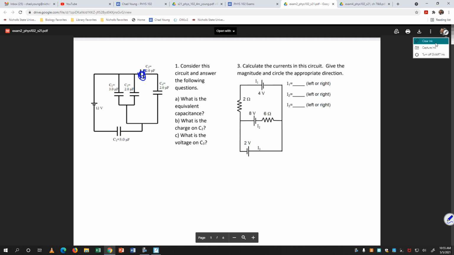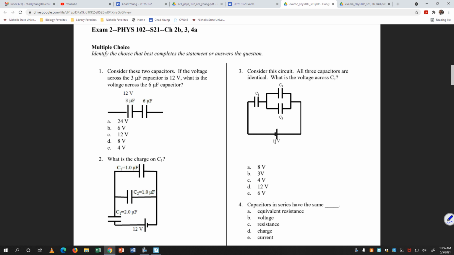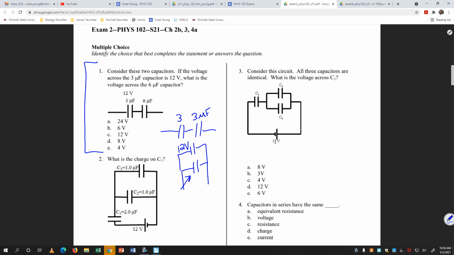Well, let's look at the multiple choice. Most of these would just change numbers. For example, here I might give you number 1, but I would give you, say, I don't know, a different type of circuit, maybe a 3 and a 3 microfarad, or I could give you two capacitors that are in parallel and ask you a similar question. So for example, if I gave you 2 capacitors in parallel and I told you this one had 12 volts and I asked you what is the voltage across this one, then you would say, well, they're in parallel, so it has to be 12 volts.